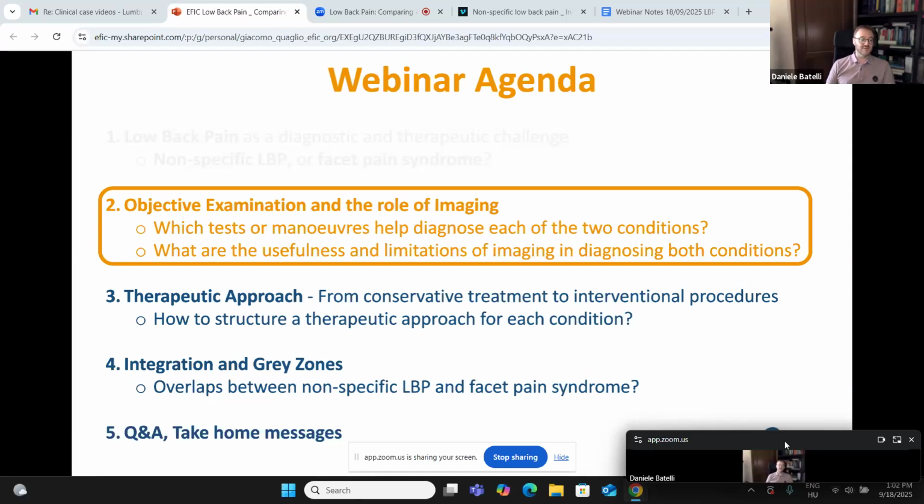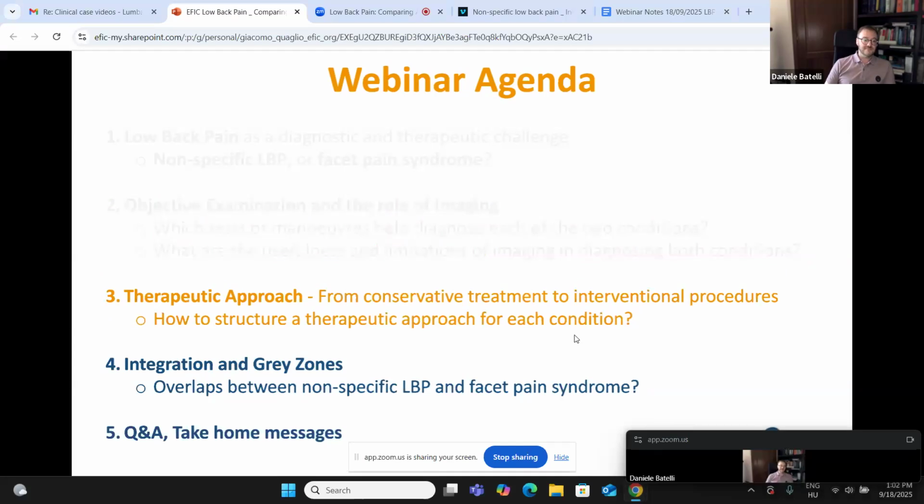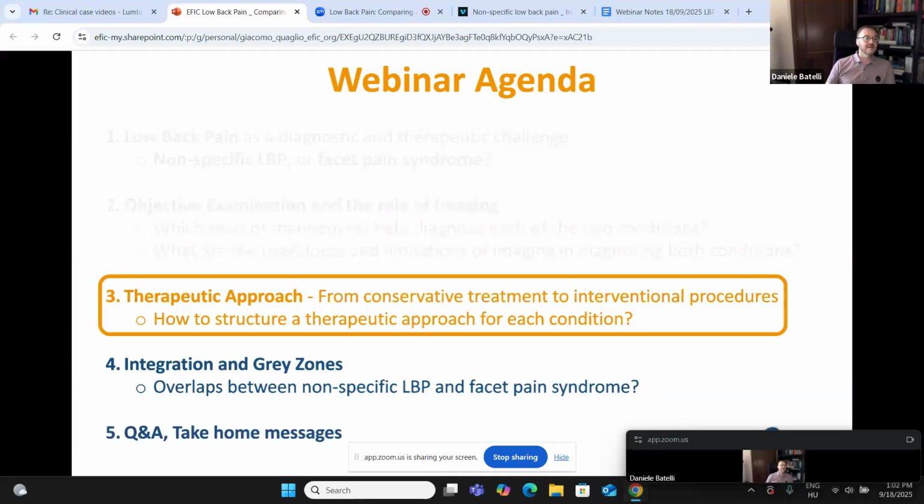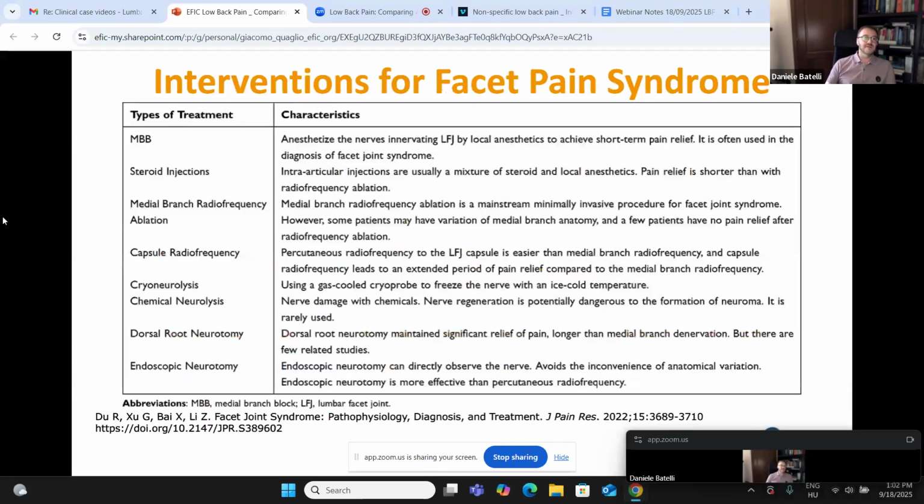And if you, Sophia, can go to the next slide, we have collected slide number 12. Yes, okay. Those are the commonly used interventions for facet pain syndrome.